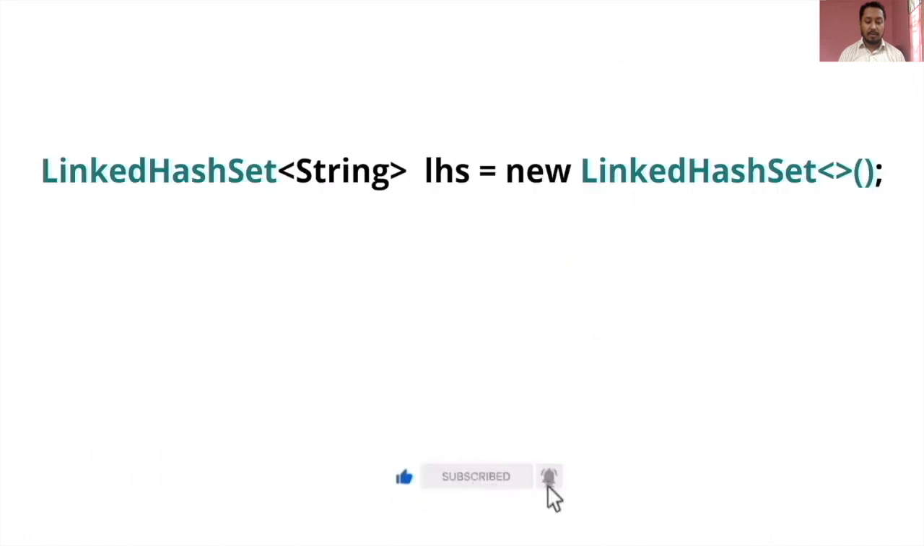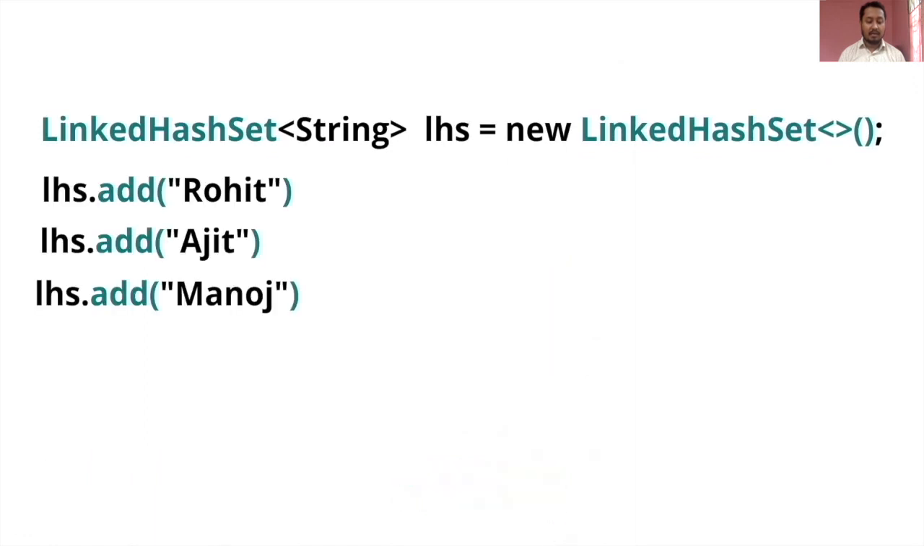We can create an instance of the LinkedHashSet class like this. Now we have added 3 entries in the LinkedHashSet: Rohit, Ajit and Manoj, and when we print it, we will get it in the same order in which we have added it.